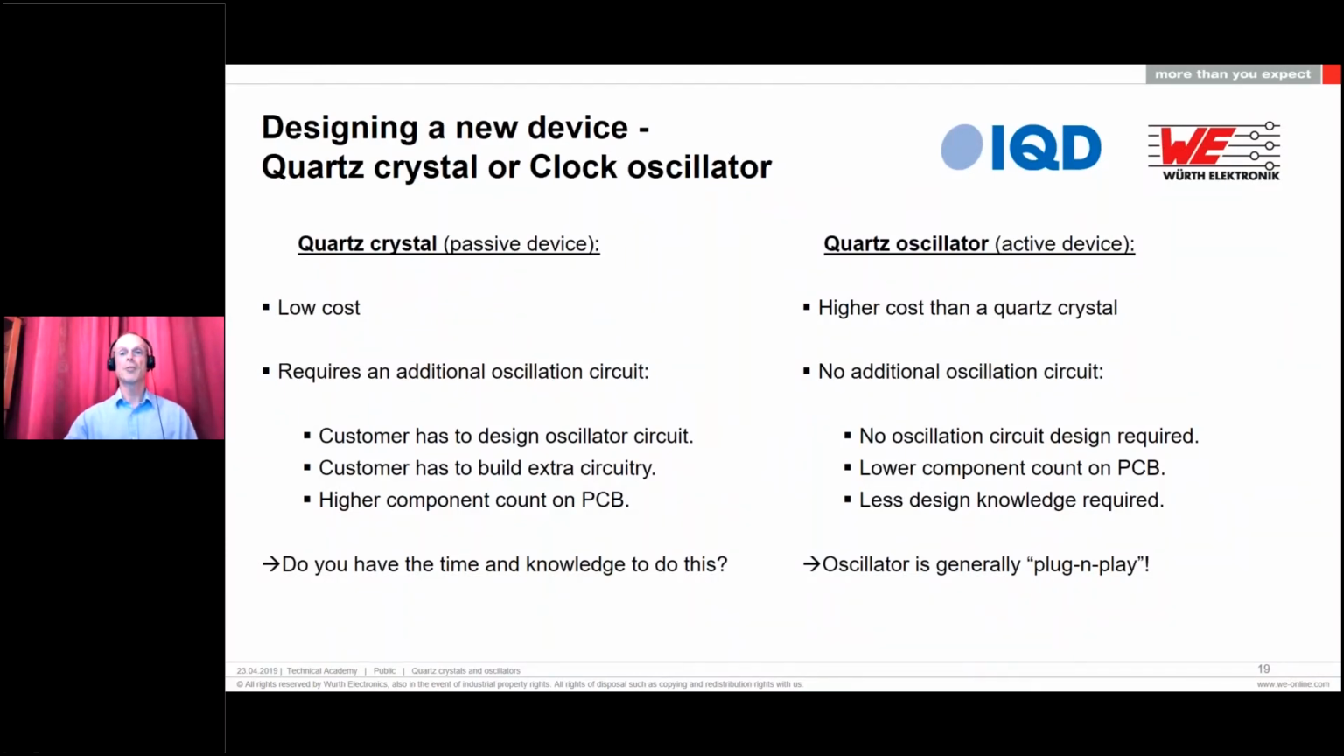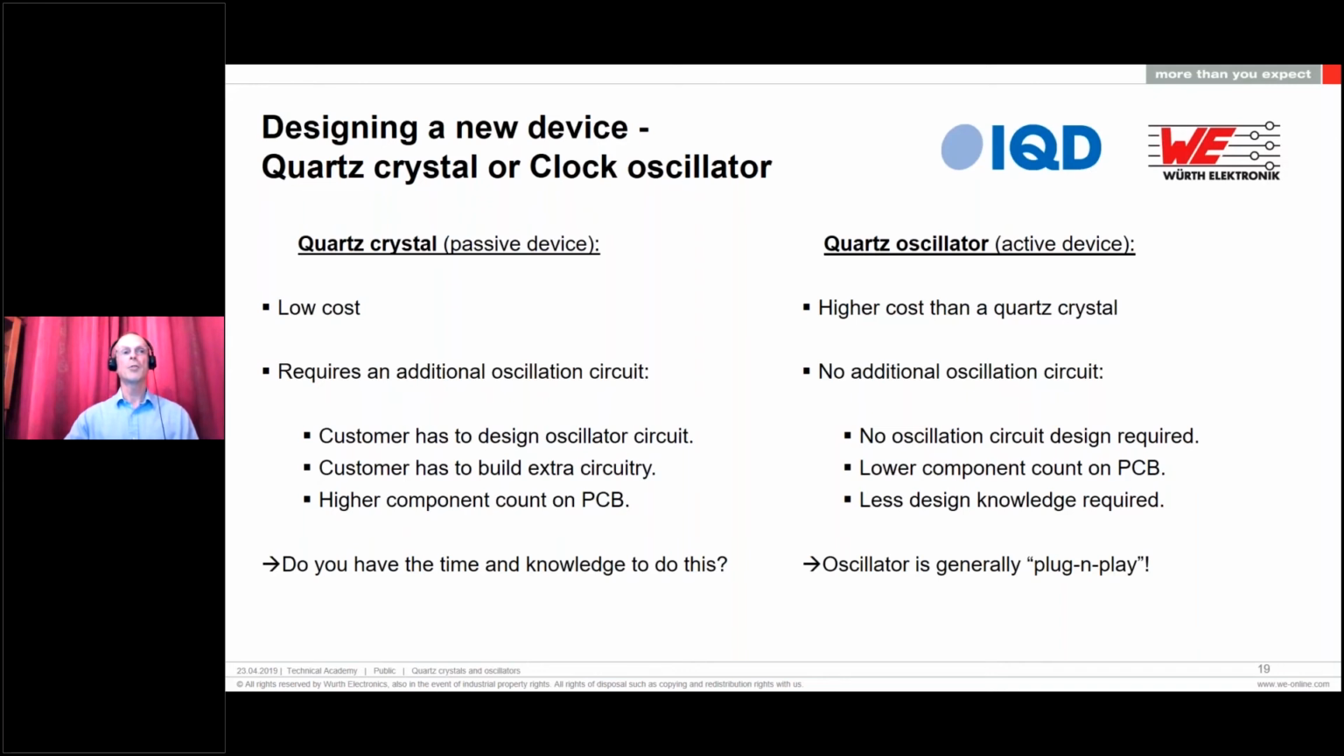Now that you've got a bit of information regards crystals and oscillators, the next thing is you're designing a new device. What are you going to use? There are the proverbial swings and roundabouts with each device type. So for a quartz crystal, generally it's low cost. An oscillator is slightly higher than a crystal. However, a crystal requires an additional oscillation circuit. The oscillator does not, because it's self-contained, as we already discussed. For a crystal, you as the customer have to design the oscillator circuit. You as the customer also have to build extra circuitry, and the component count on the PCB is generally higher. However, for an oscillator, there's no circuit design required, it's a lower component count, and less design knowledge is required.